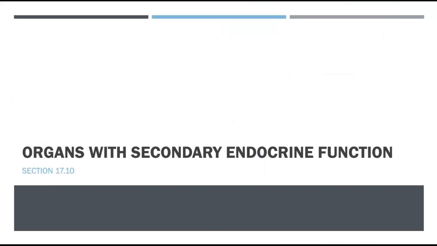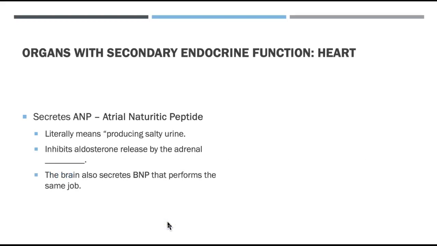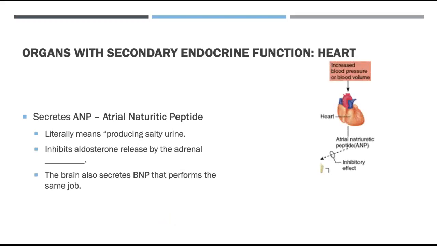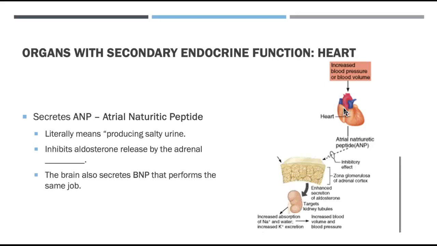Now for section 17.10, we're going to talk about some organs with secondary endocrine functions, starting off with ANP, which is our atrial natriuretic peptide. This literally means producing salty urine. What this hormone does when it is synthesized and released from the atrium is to inhibit aldosterone release by our adrenal cortex. If you remember, the adrenal cortex is going to release aldosterone, and aldo, think salt resorption. So by inhibiting that, the salt can no longer be resorbed in the blood and gets left in the kidney tubules and will create salty urine. The brain will also secrete BNP, the brain natriuretic peptide, that performs the same job.